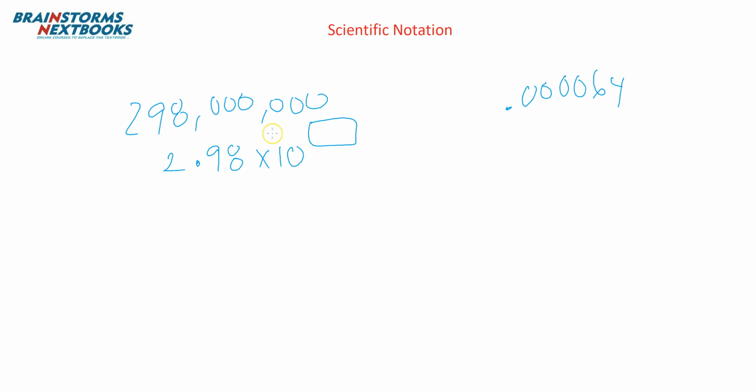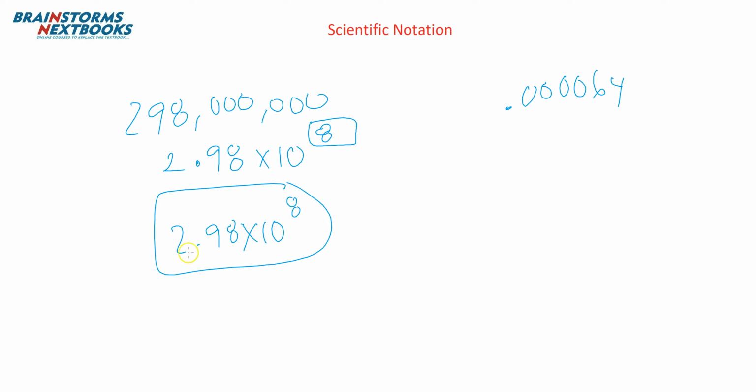Again, we know it's positive, but where is it? The decimal has to end up between the 2 and the 9, and it starts at the end. So 1, 2, 3, 4, 5, 6, 7, 8. So this would be written as 2.98 times 10 to the 8. Notice I included all my non-zero digits. I just made sure they were in the right place. A whole number, the decimal, then the rest of the whole numbers. All right? Okay, so that's that one.